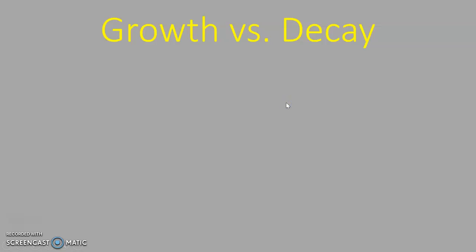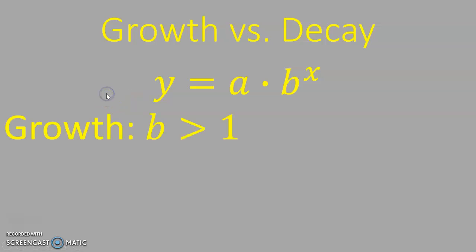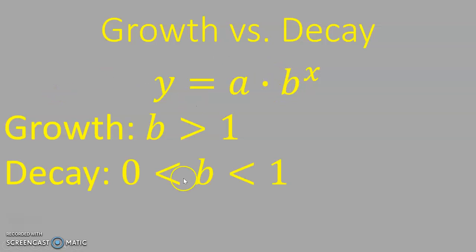We then have growth versus decay to talk about. Again, here's your exponential model. Growth would be when that base is bigger than 1. Remember, it shouldn't be negative, 0, or 1. But if you're specifically bigger than 1, we call it growth. And if you're between 0 and 1, we call it decay. Okay, it's not exponential if you're anywhere else. So you're either bigger than 1 or you're between 0 and 1.